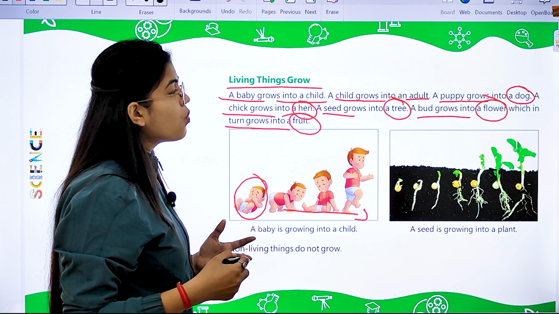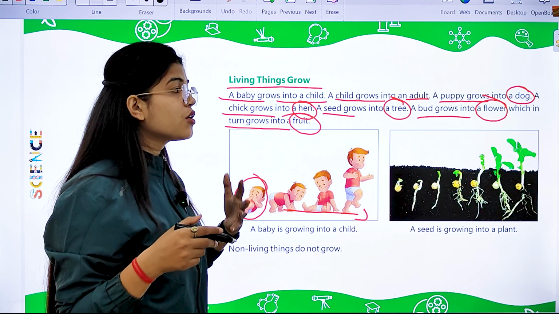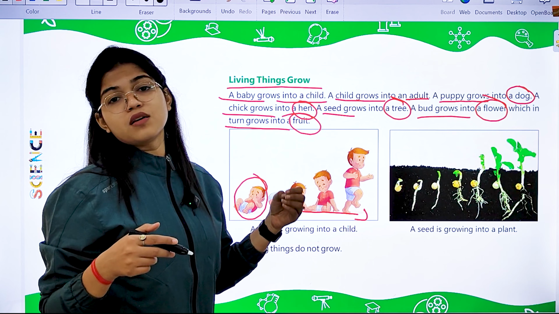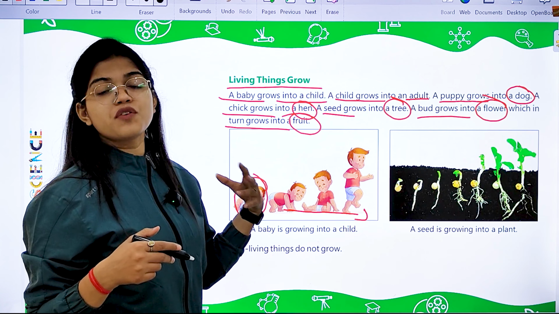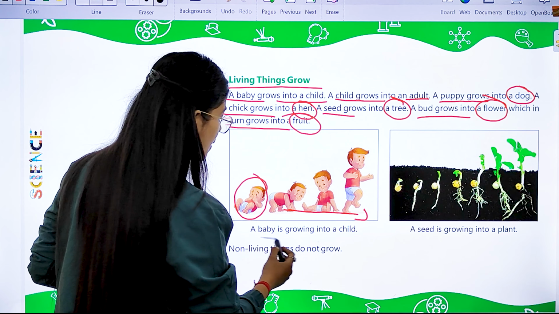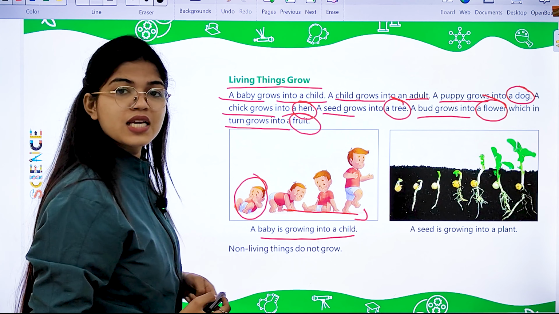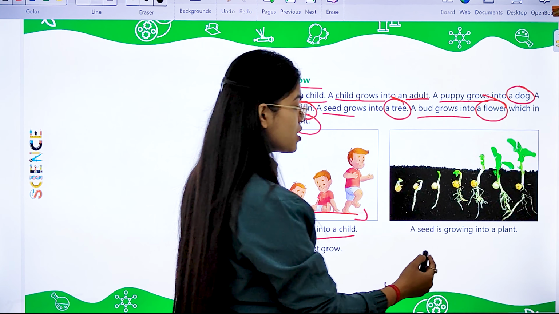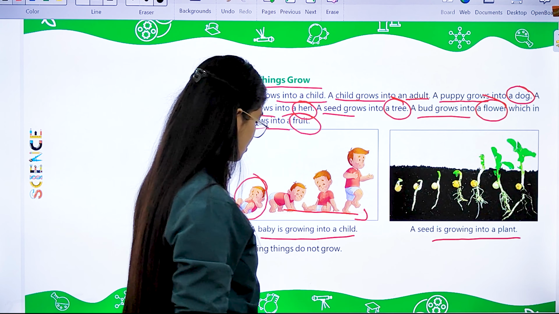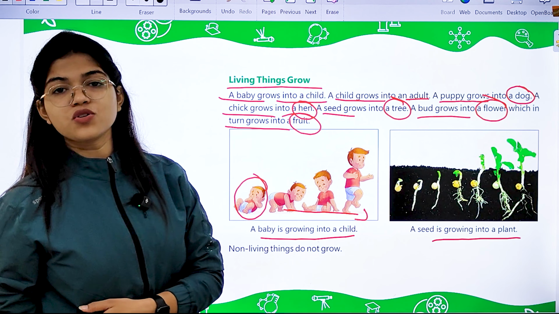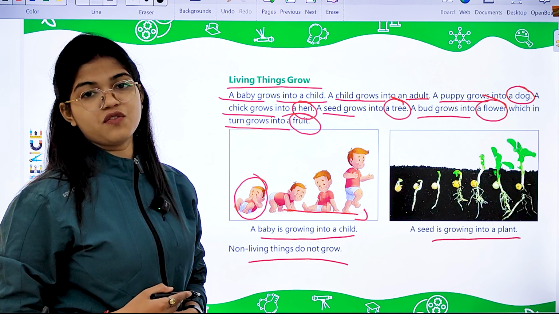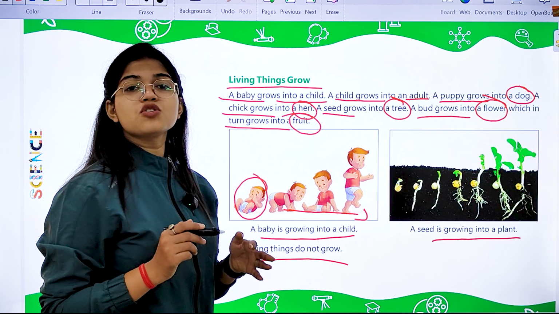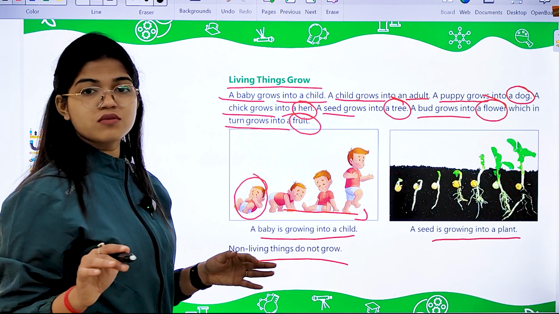So this is how all living beings grow along with their lifespan, with the passage of time. This is a baby which is growing into a child, and this is a seed which is growing into a plant. But if we talk about non-living things, they do not ever grow in their life. They remain of the same shape and size throughout.